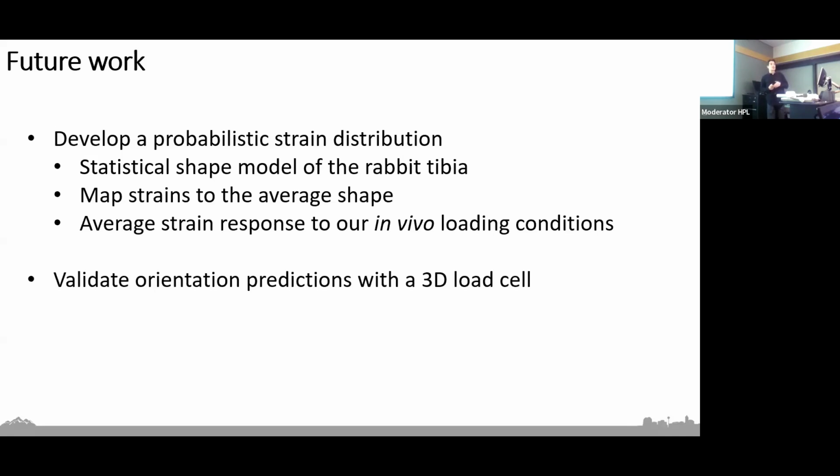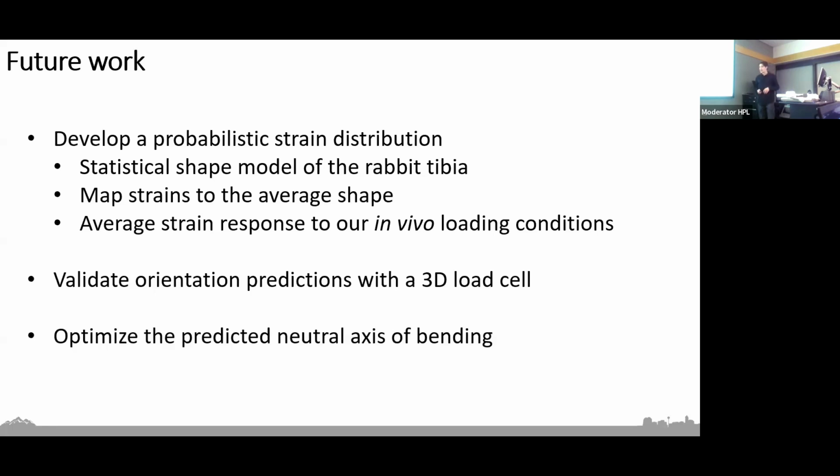We'll then look to validate these strain predictions using a 3D load cell. 3D load cells are quite expensive, so most researchers don't actually have access to them. We recently purchased one when we were constructing this in vivo loading device, so we'll go ahead and use that 3D load cell to validate the load orientations coming out from this optimization process. And then finally, we'll look at optimizing on the neutral axis of bending.